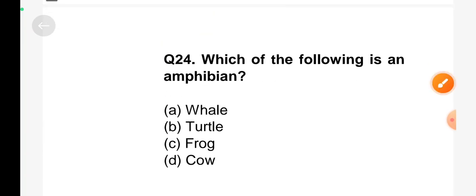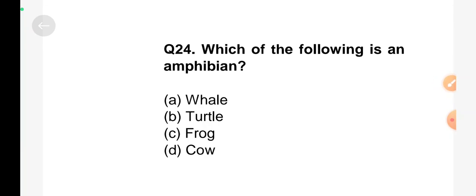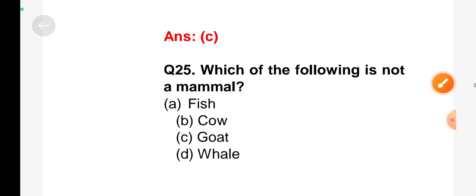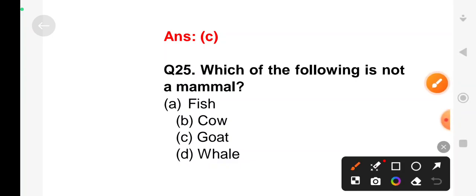Which of the following is an amphibian? Option A whale, option B turtle, option C frog, option D crow. Right answer is option C, frog. Next question. Which of the following is not a mammal? Option A fish, option B cow, option C goat, option D whale. Right answer is option A, fish.